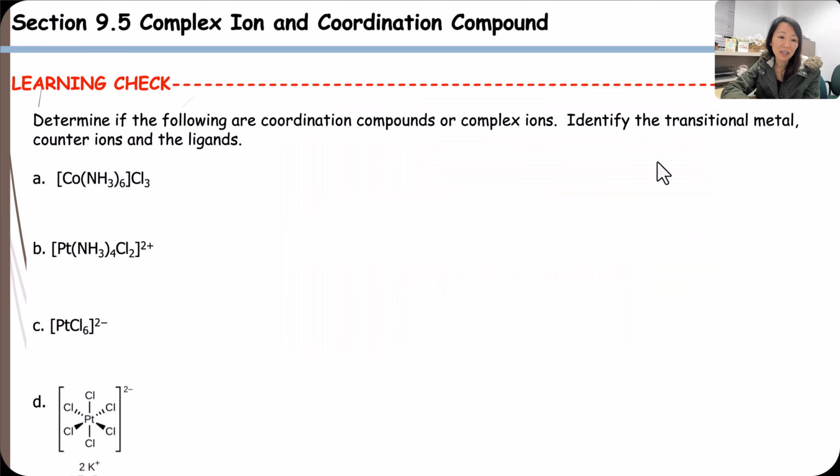Let's do a learning check. Determine if the following are coordination compounds or complex ions, and identify the transition metal, counterions, and ligands. So over here, if it's neutral, we can automatically say that's a coordination compound. So here's my coordination compound.